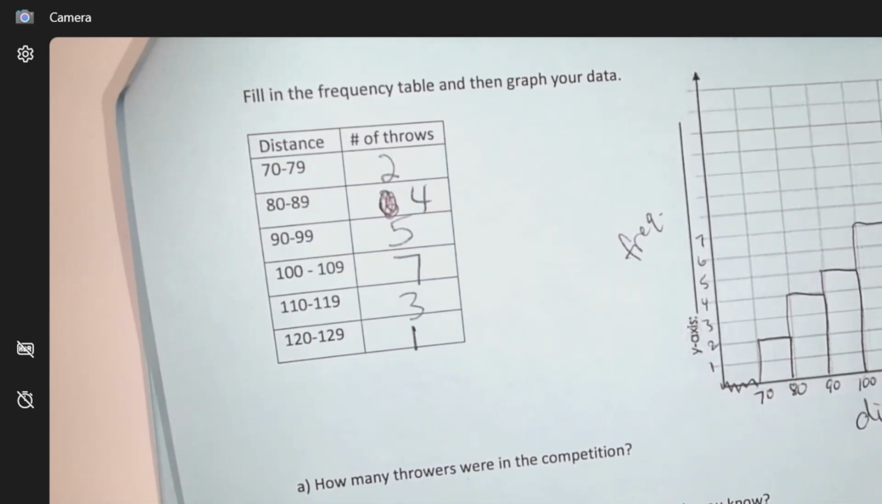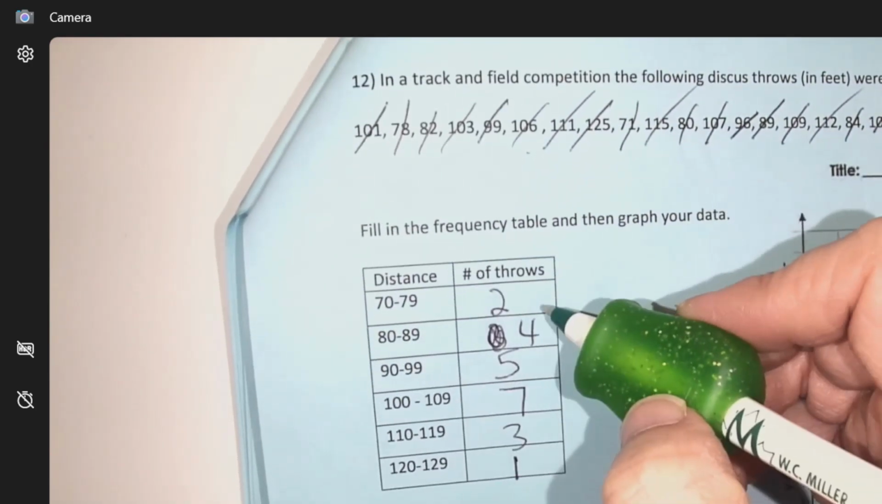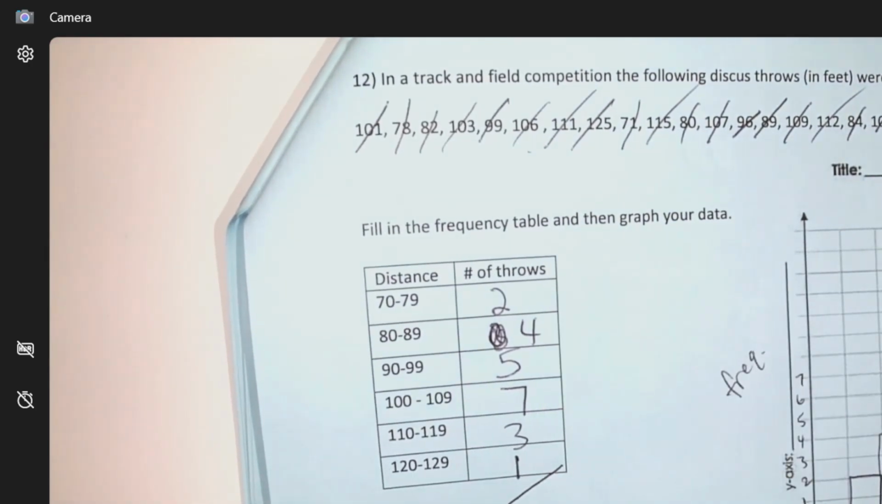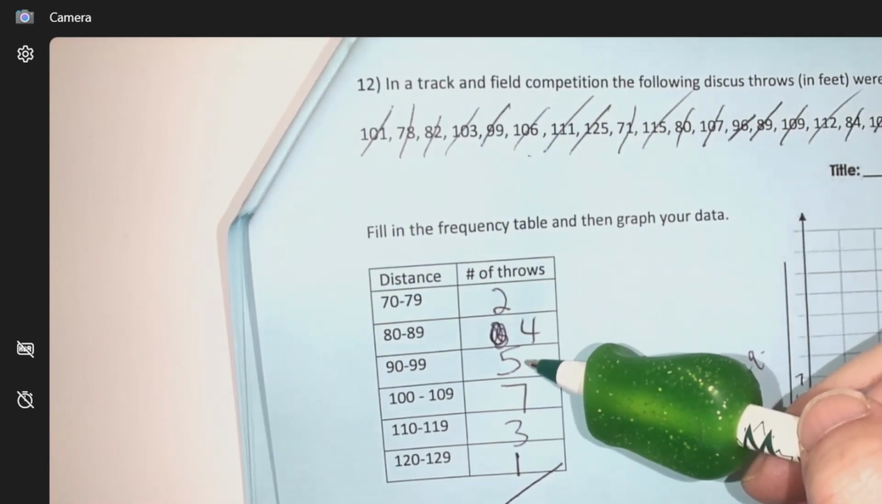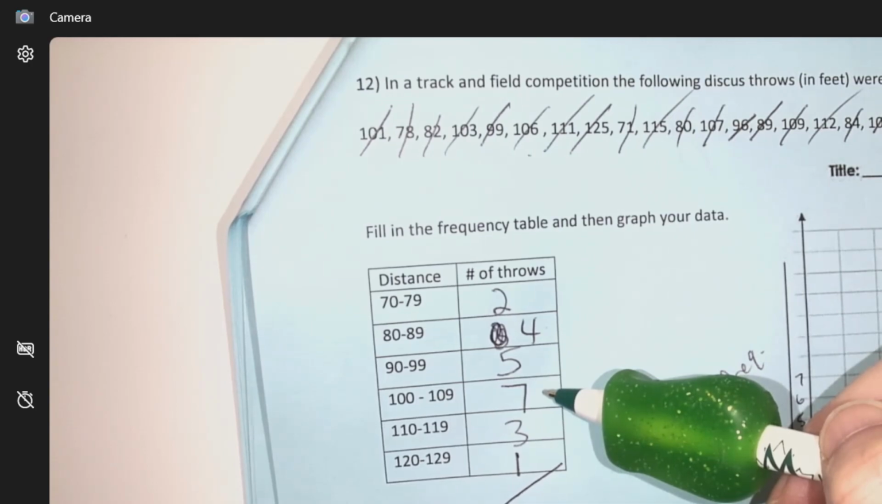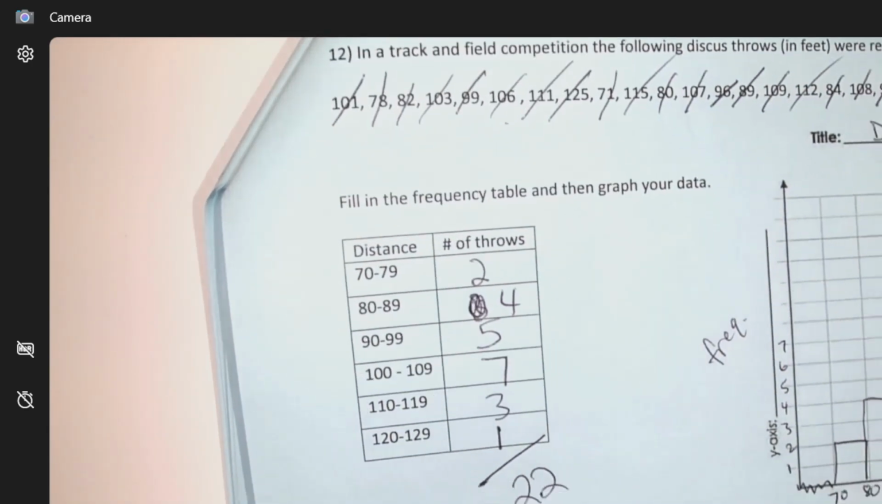How many throwers were in this competition? You could go back and count all those up, or even faster, just total this. 2, 4 is 6. 5 is 11. 18. 21, 22. 22 throwers.